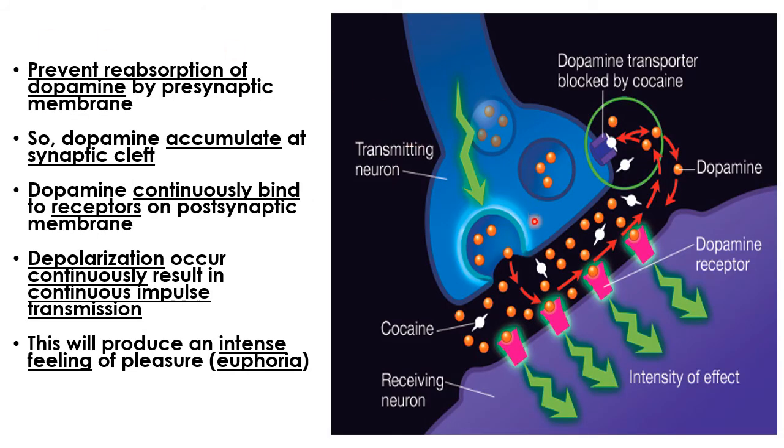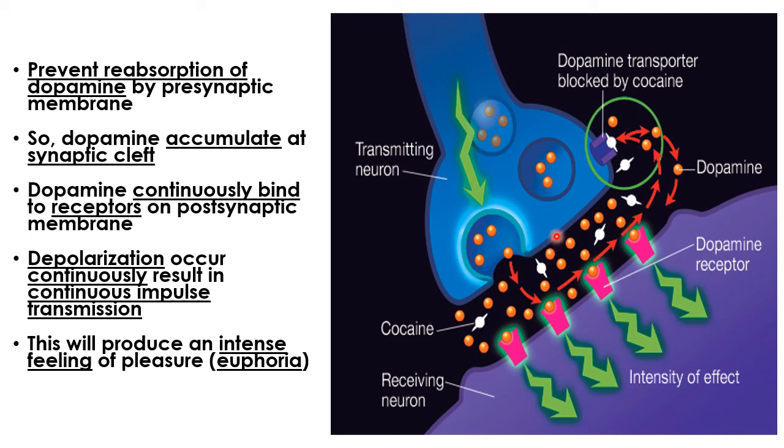In normal condition, the dopamine is released to the synaptic cleft, and then once it has triggered the action potential, it will diffuse back into the presynaptic knob. But when cocaine is present, cocaine will bind to the dopamine transporter. Basically, it will block the dopamine transporter. Dopamine cannot diffuse back into the presynaptic knob.